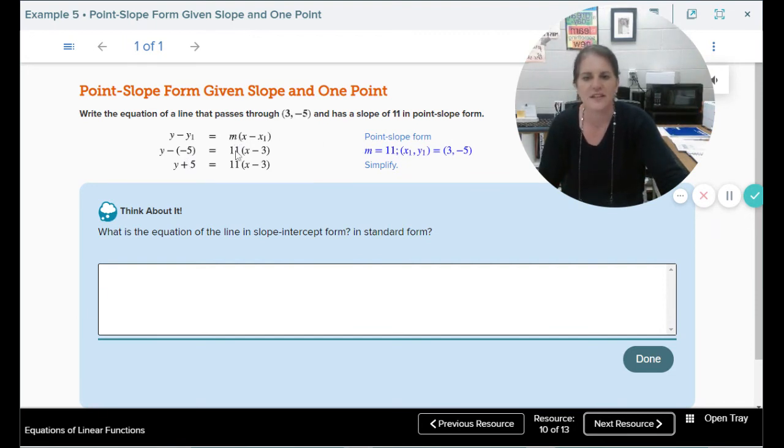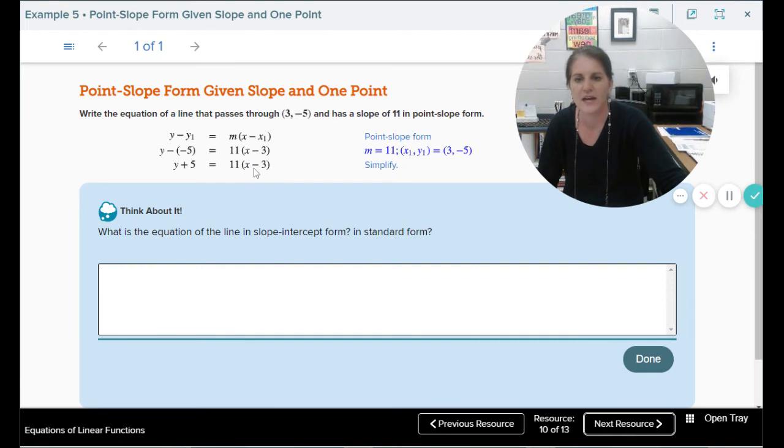My slope is 11. Plug that in. And then x minus the x-coordinate. My x-coordinate's a positive 3, so x minus 3. So now I have my equation in point-slope form. We could take this same equation and rewrite it in standard form.